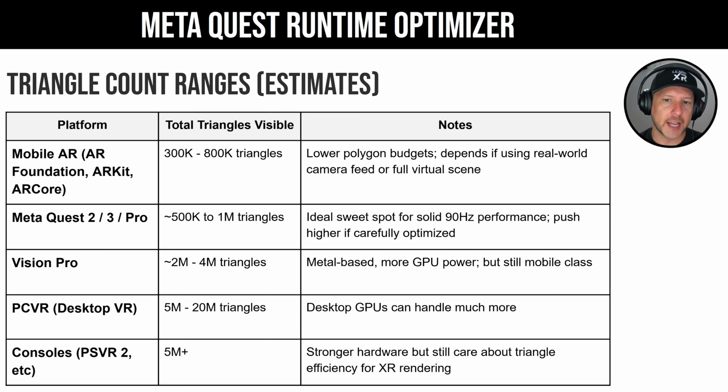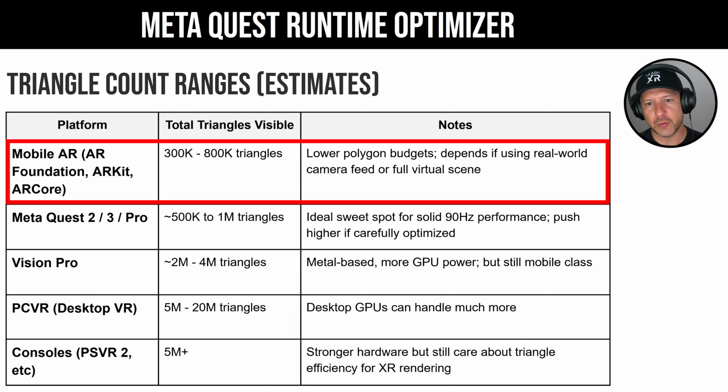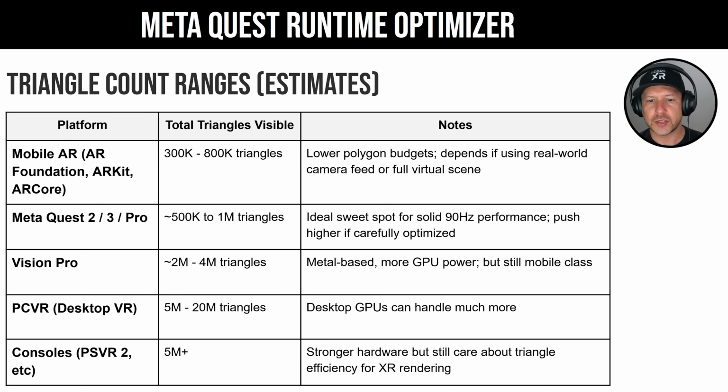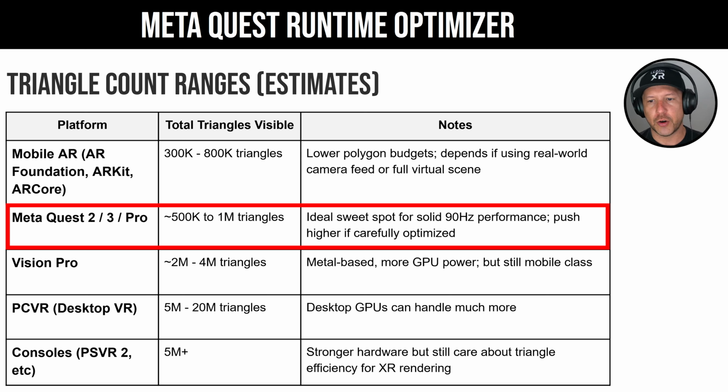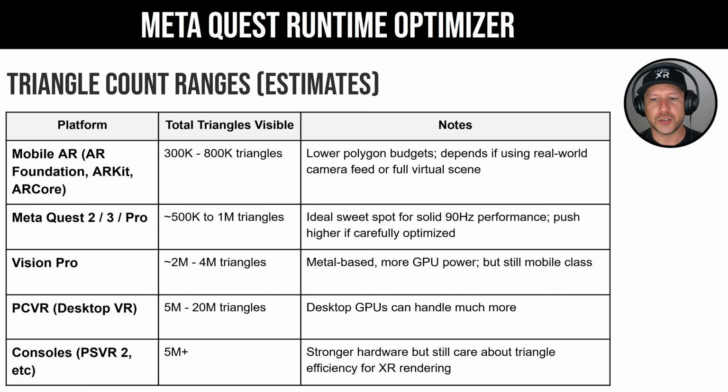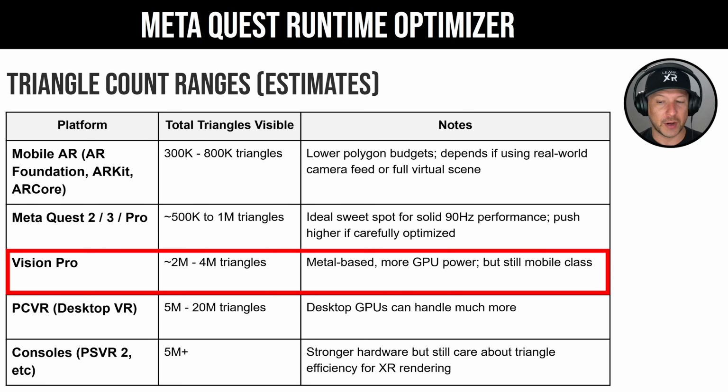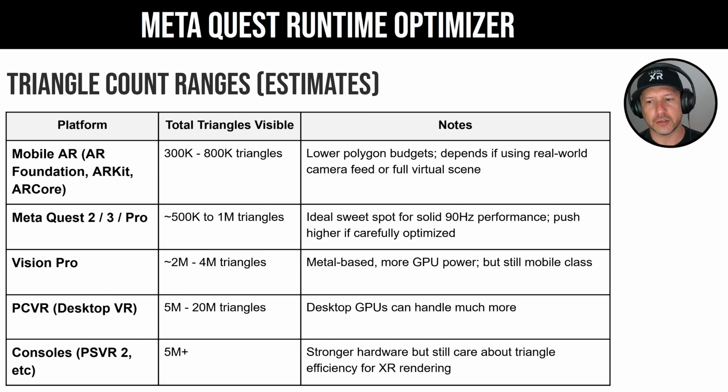So if we're looking at a platform such as mobile AR, which is AR Foundation, ARKit, or ARCore, so you're targeting iPhone or Android devices, then the recommendation is to have 300K to 800K triangles. Meta Quest 2, 3, or Pro, 500K to 1 million triangles. Vision Pro, it's going to be very high because of the GPU power this device has, and it's also Metal-based. So 2 million to 4 million triangles.